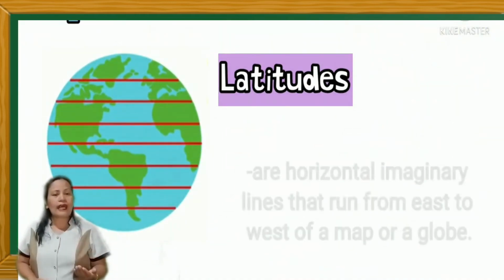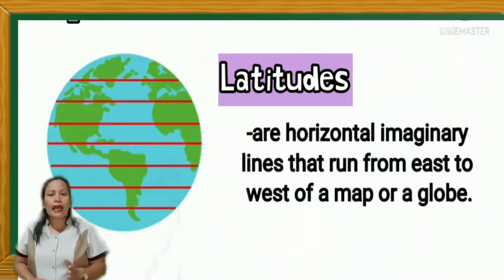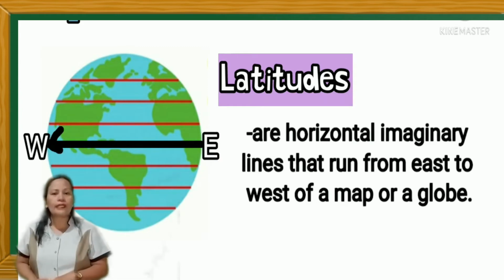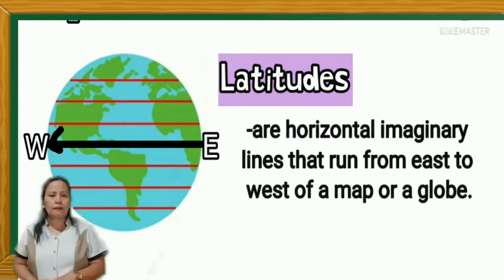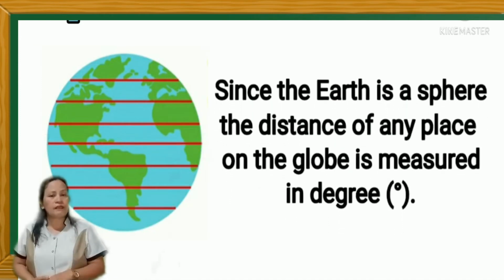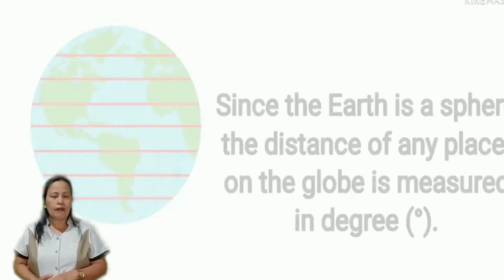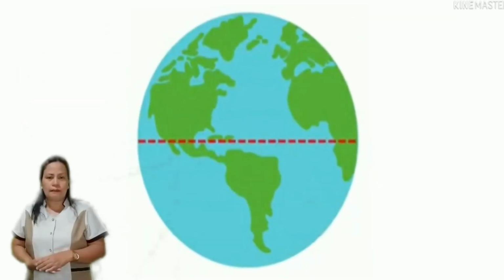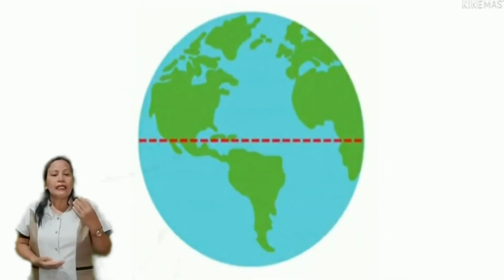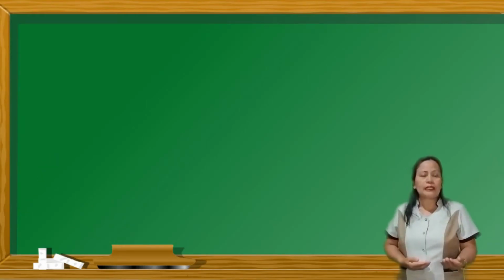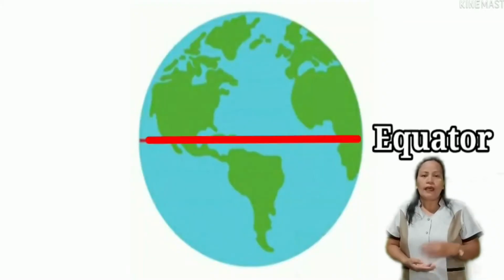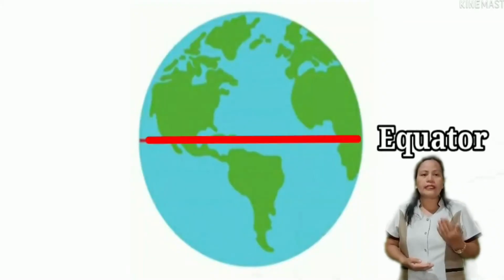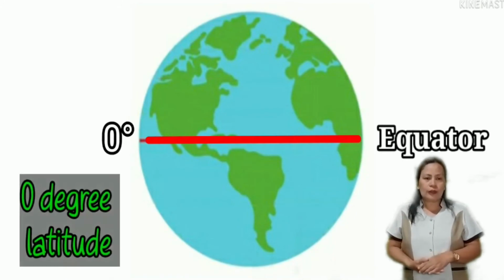Latitudes are horizontal imaginary lines that run from east to west of a map or a globe. Since the Earth is a sphere, the distance of any place on the globe is measured in degrees. What do you call the starting point for latitude? Correct. The starting point for latitude is the equator. Thus, the equator is a 0-degree latitude.